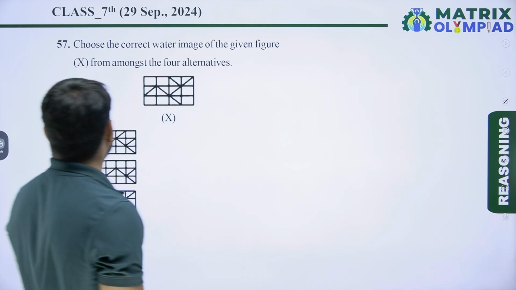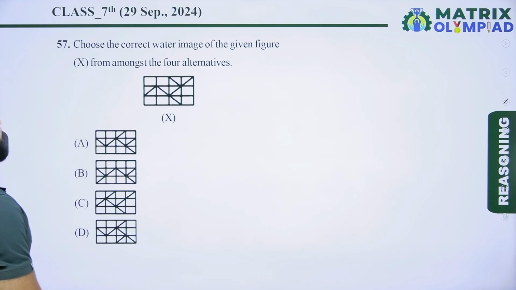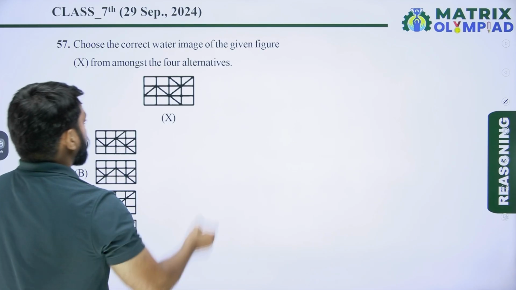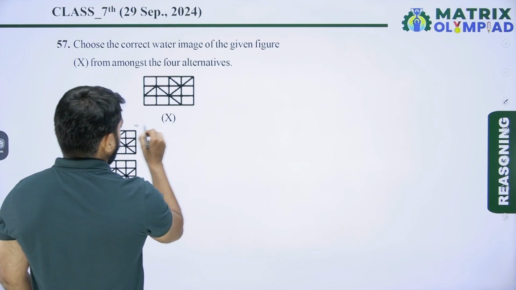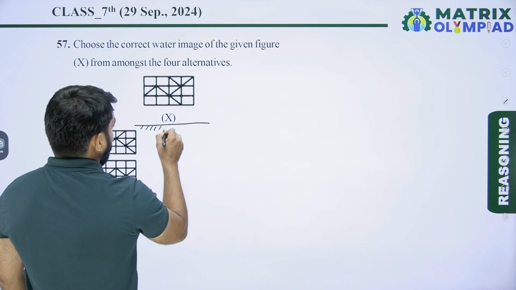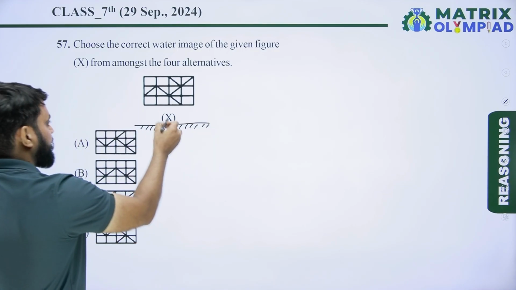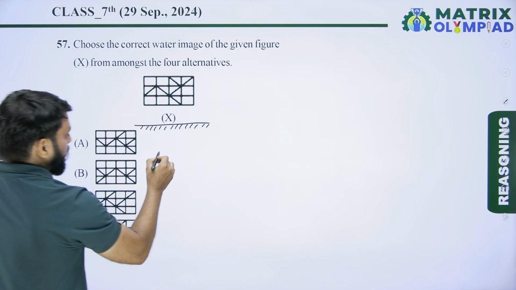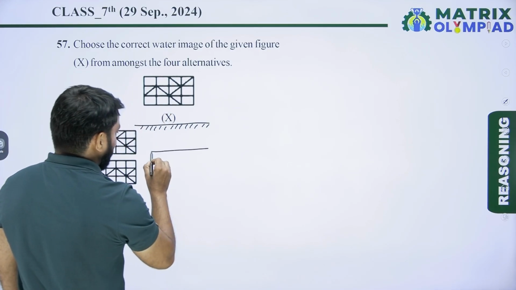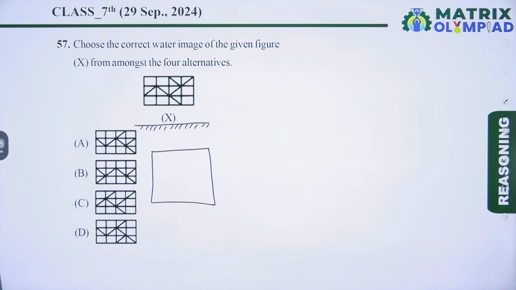So now the next question is question number 57. Choose the correct water image of the given figure X from amongst the four alternatives. So find the water image of the given figure. The water is always at the bottom of the object. So first find the water image of this figure. So horizontal and vertical lines are the same in the water image.